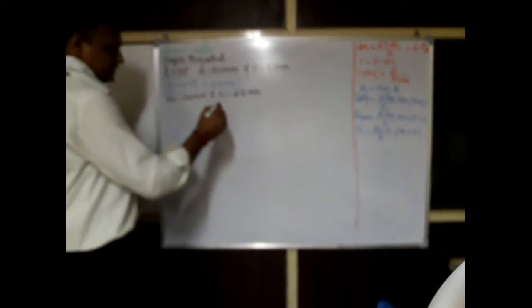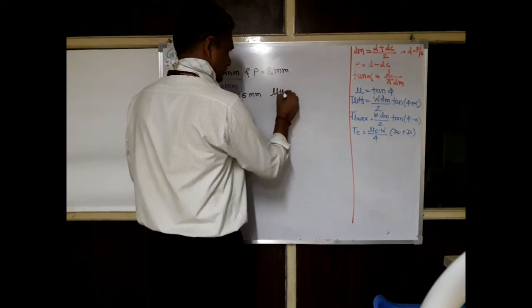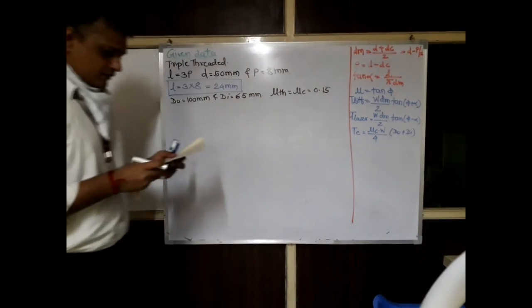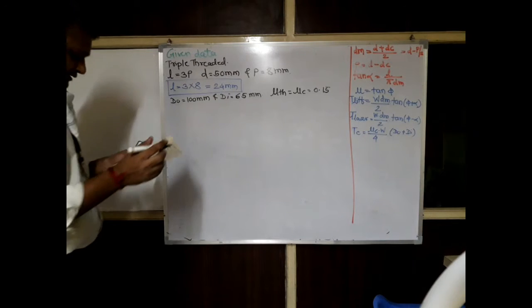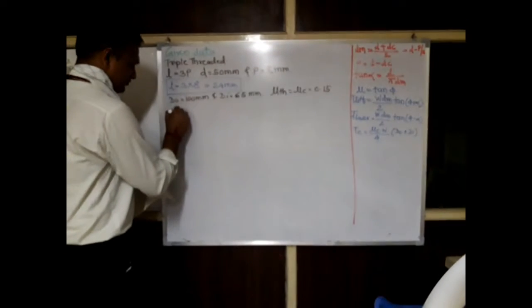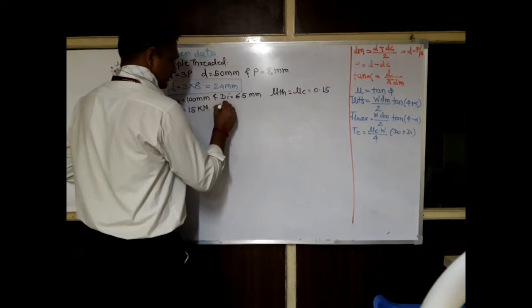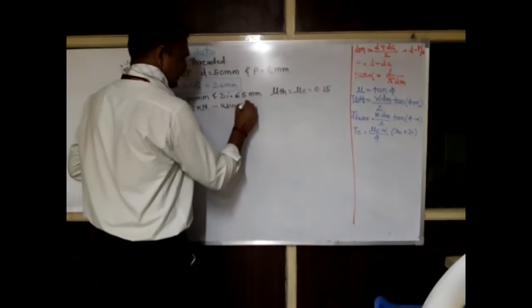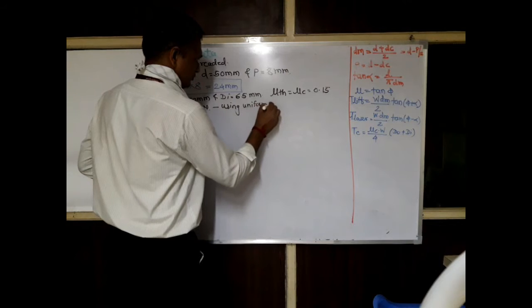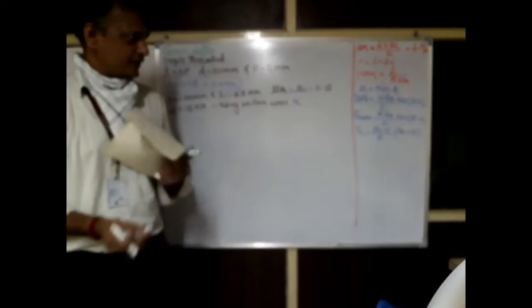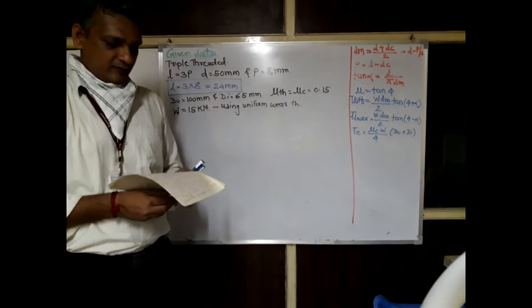Then coefficient of friction for the thread and collar, mu of thread and mu of collar, is 0.15. The screw is used to raise the load, that is W is equal to 15 kilonewton, using uniform wear theory. Using uniform wear theory, we want to evaluate the remaining parameters that we have discussed in the statement of the problem. Now let us see first of all what we can find.